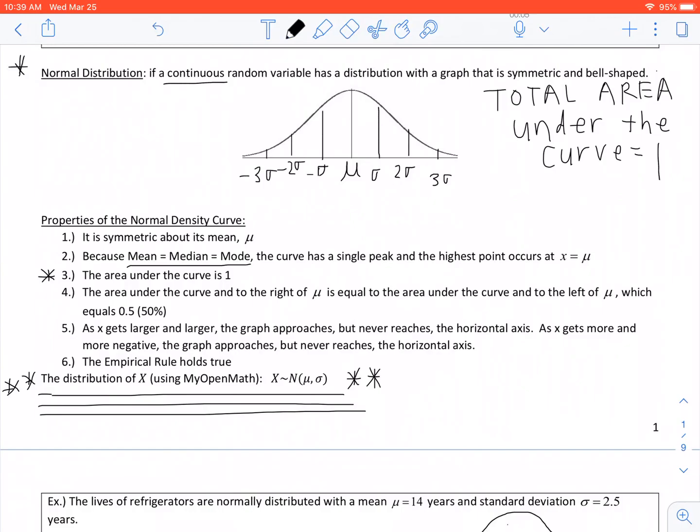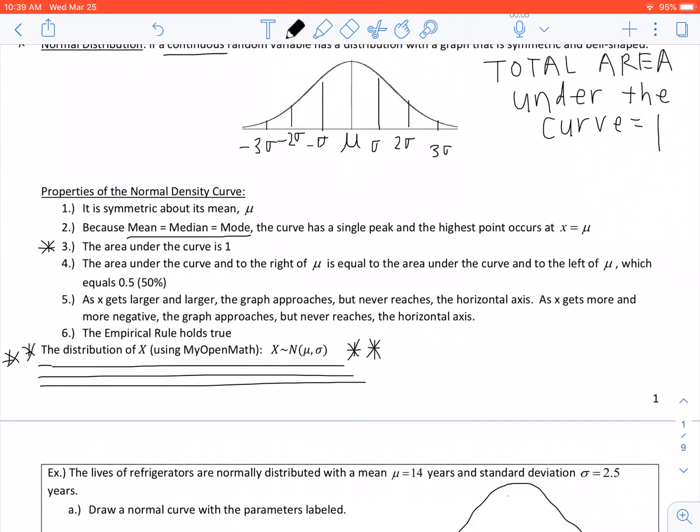Properties of a normal density curve: it is symmetric about the mean, 50% to the left of the mean and 50% to the right, because the mean is equal to the median is equal to the mode. The curve has a single peak, and its highest point occurs at the mean. The area under the curve is 1. The area under the curve to the right of mu is equal to 0.5, and the same to the left. As x gets larger and larger, the graph approaches but never touches the horizontal axis. The empirical rule holds true. We saw that in previous chapters.